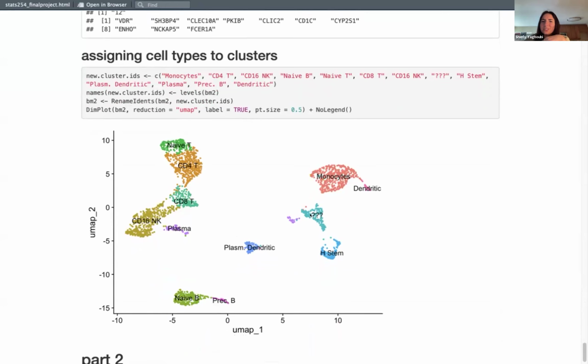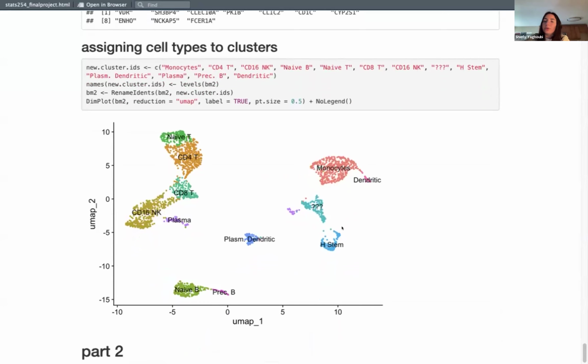Oh, and there was one I wasn't able to identify. This one here, I'm very confused on, but yeah, I have to go back and look more into it, but this is where I'm at right now.